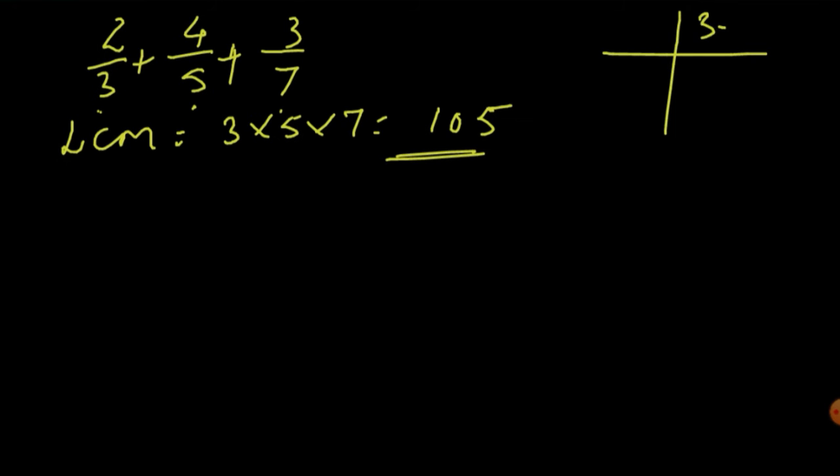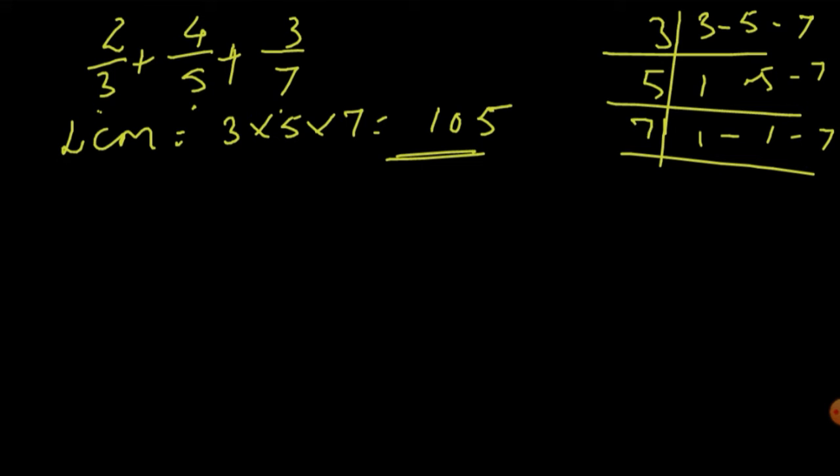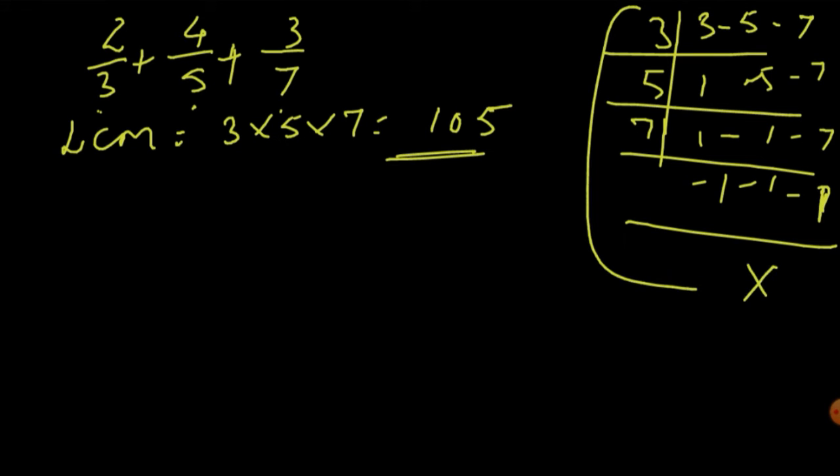Don't do it this way. It will take a lot of time. You are doing like this, then again you are dividing by this, then you are dividing by this 7. So don't do it this way. There is no need to do this. Directly take LCM by multiplying these numbers. I hope it is clear to you.